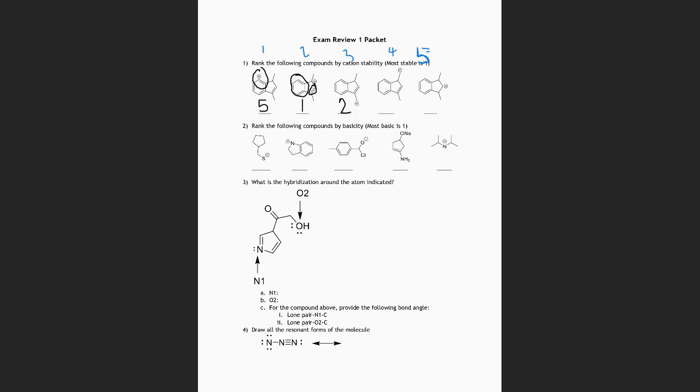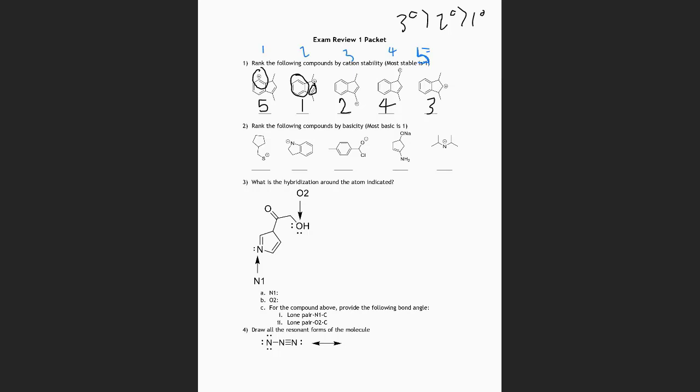Which one has more stability? Good. Number 5 has more stability because it is a secondary carbon, and cations prefer going tertiary, secondary, primary. So that's going to be number 3, and this is going to be number 4.